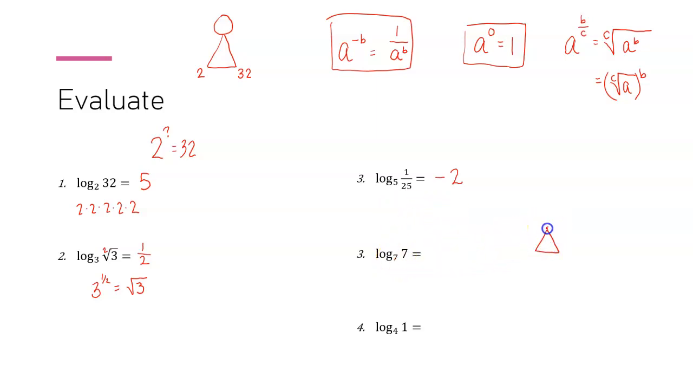This one is saying the base is 7. The answer is 7. What's the exponent? It's got to be 1. And this one, the base is 4. The answer is 1. What's the exponent? And that's using this property right here. So the answer is 0.